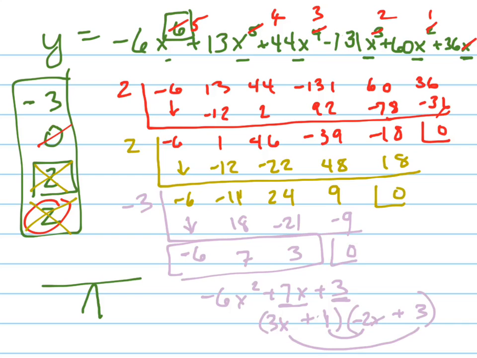It did work. So my other zeros are, if I set each one of these equal to 0, negative 1/3 and 3/2. 3 halves, yeah, right? There are my 6 zeros, and I'm good to go.